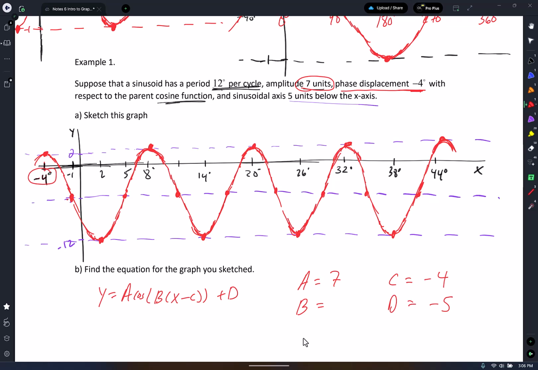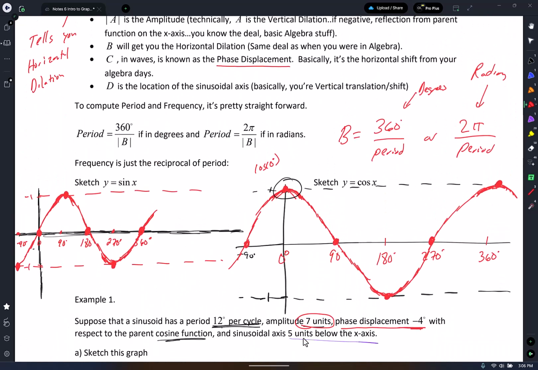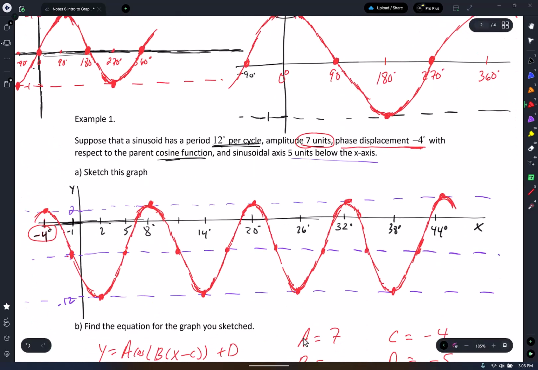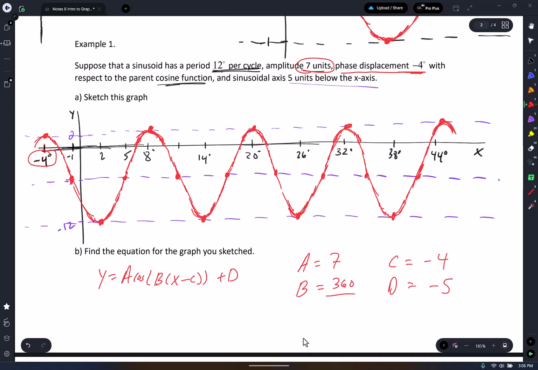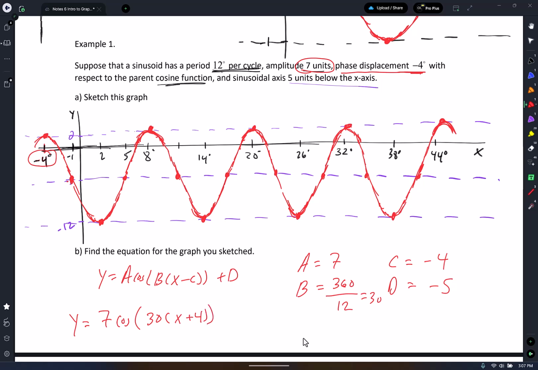Okay. The b. So how do I get the b? Well, according to this, 360 divided by the period. So I'm going to go 360 divided by the period, which was 12. 12 goes into 36 3 times. 12, 24, 36. So this must be 30. So what's my equation? Y equals 7 cosine, open parenthesis, 30, open parenthesis, x minus a -4, close, plus -5. Is this making sense, guys?